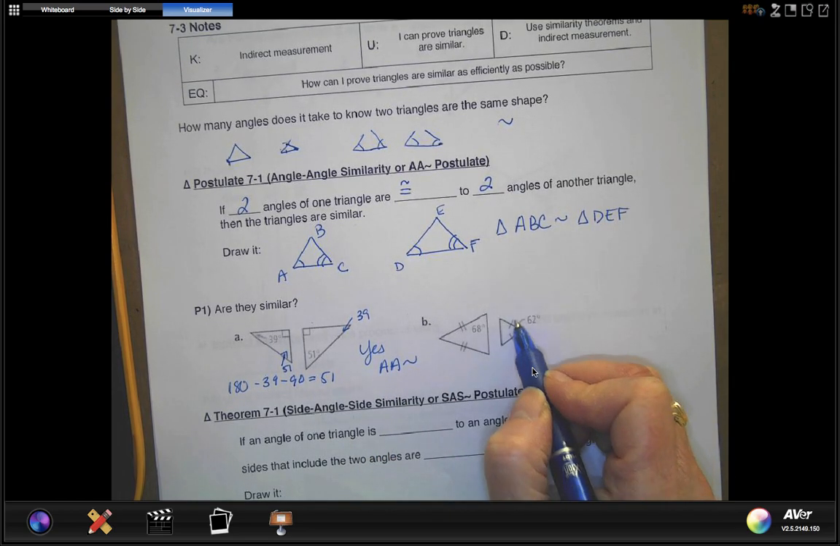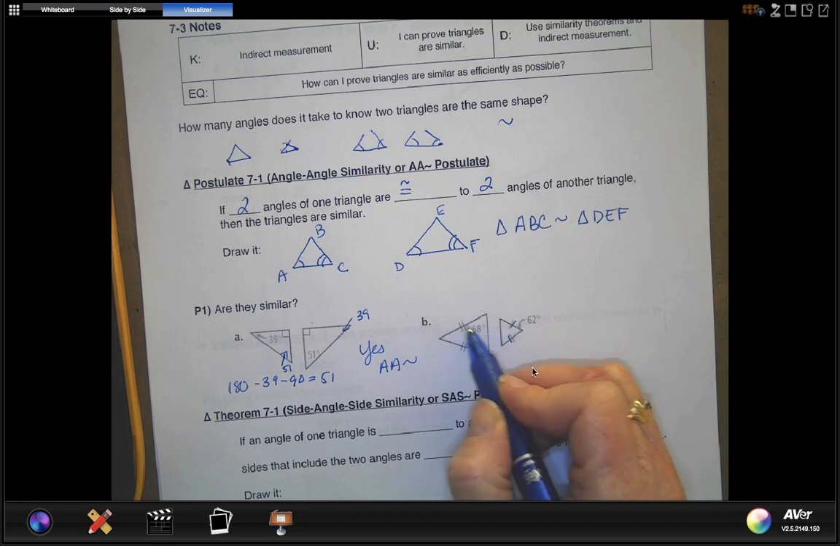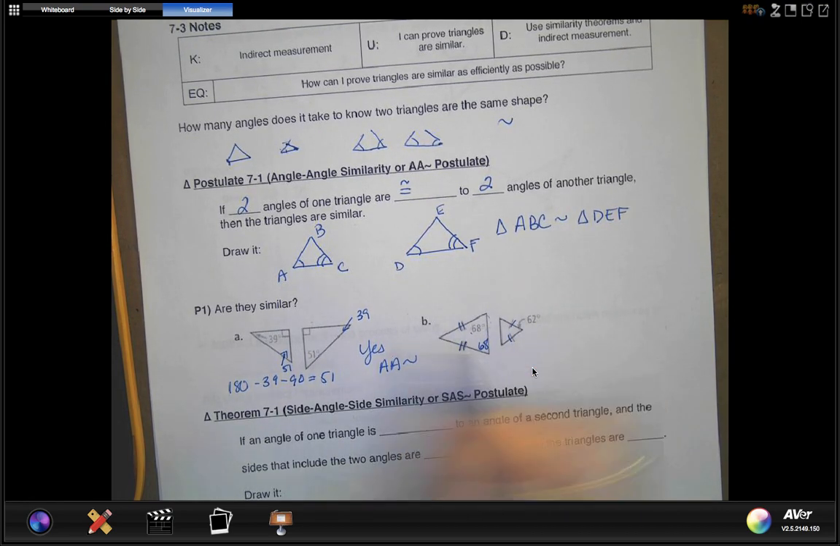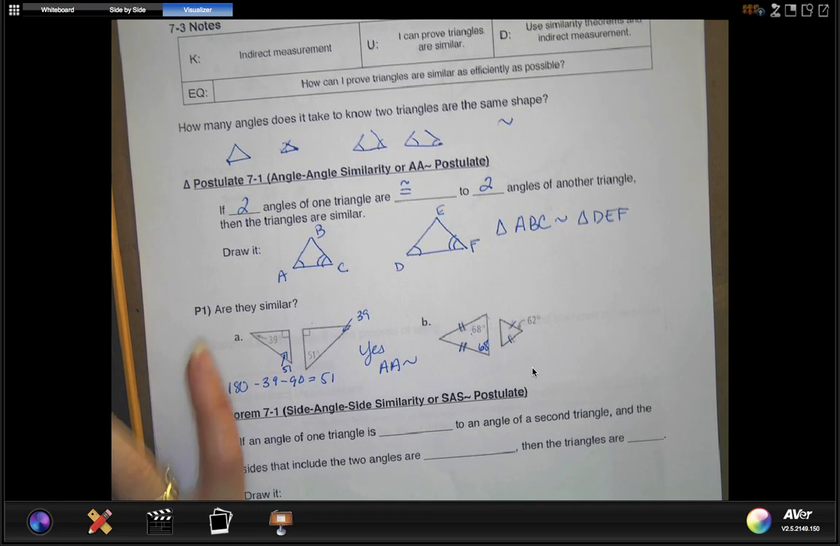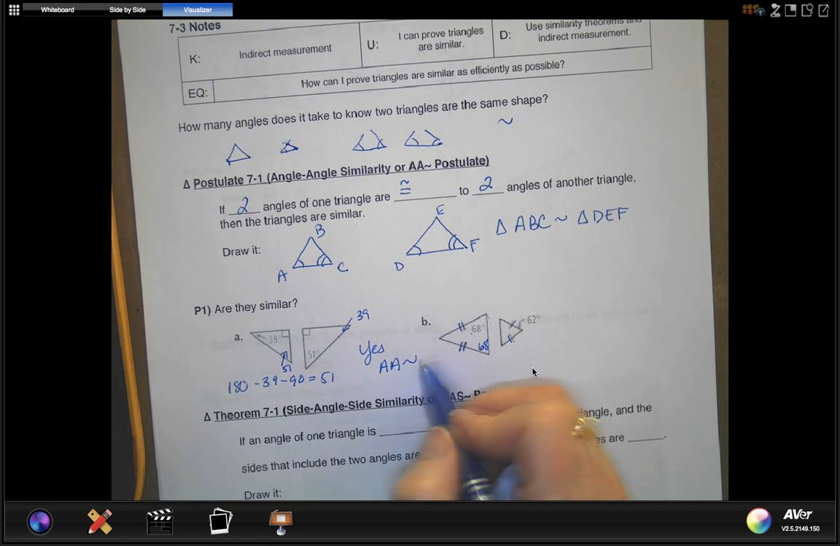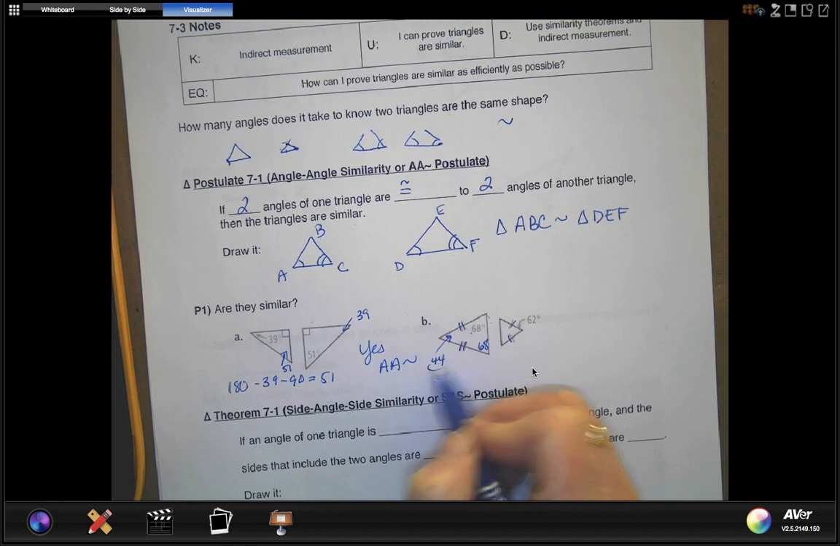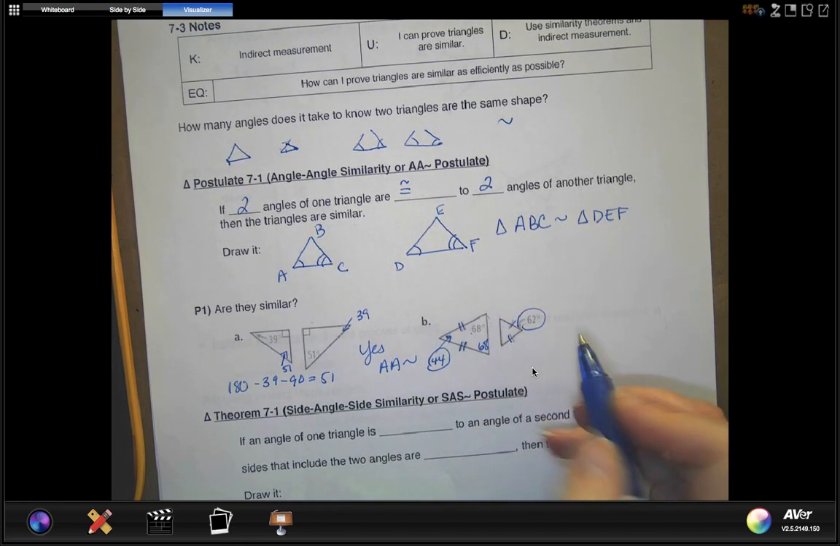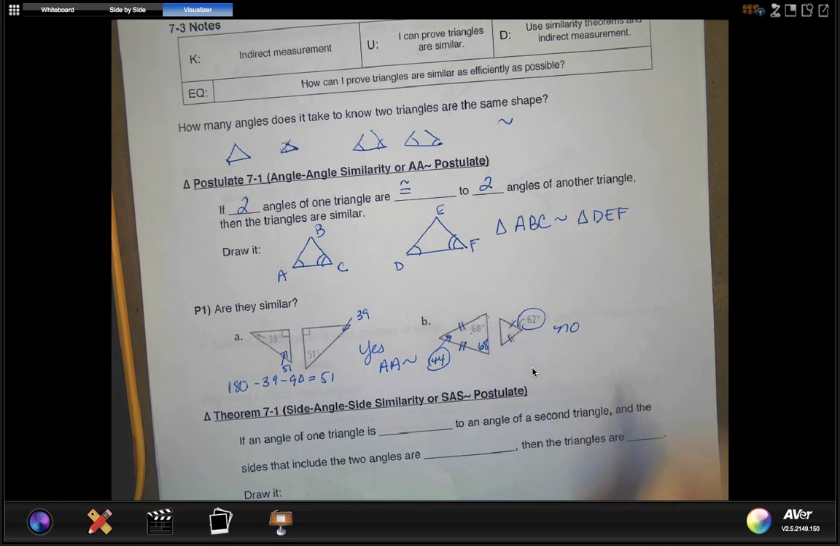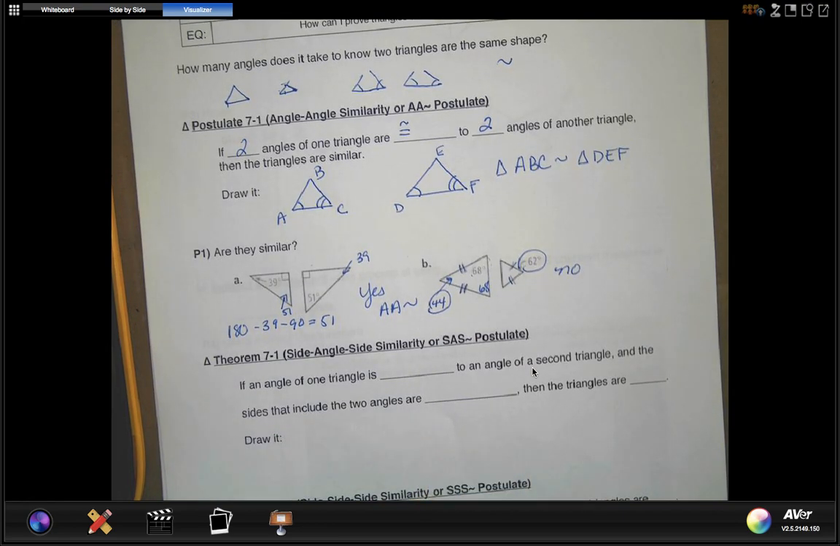All right, in this one, I have an isosceles triangle up here and an isosceles triangle over here. This is 68 down here, so this one has to be 68. So the other one has to be 180 minus the two 68s. So it's 44. So right there, I can tell that the vertex angles are not the same. So no, they're not similar. All right. The next one.